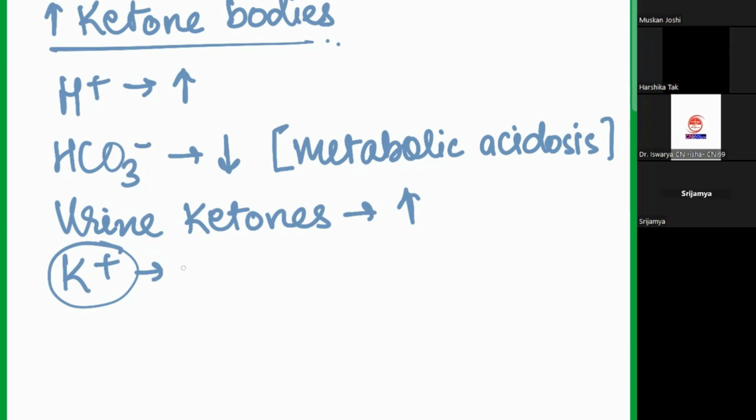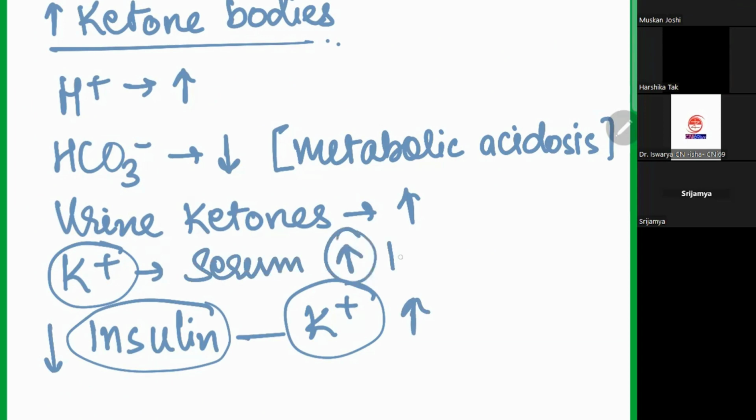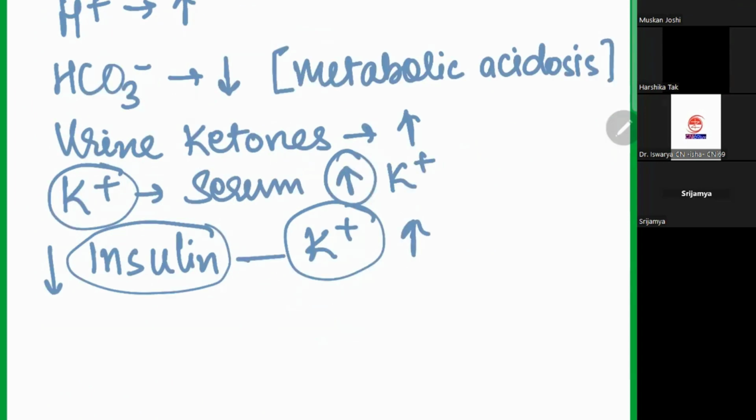So the point is that it goes with insulin and potassium. So we have to check this. When insulin is less, you will see that the serum potassium will be higher. Okay, so if insulin is low, this will be higher. So that's why in serum, you will see potassium is high. Okay.